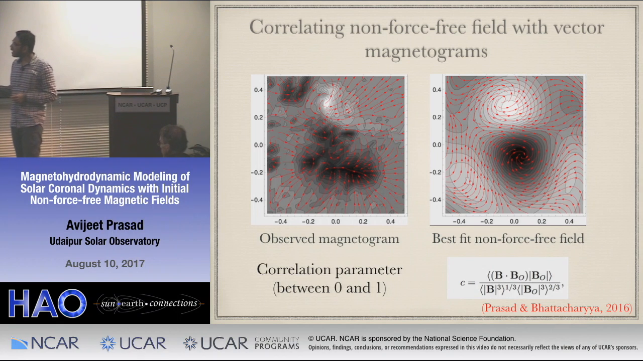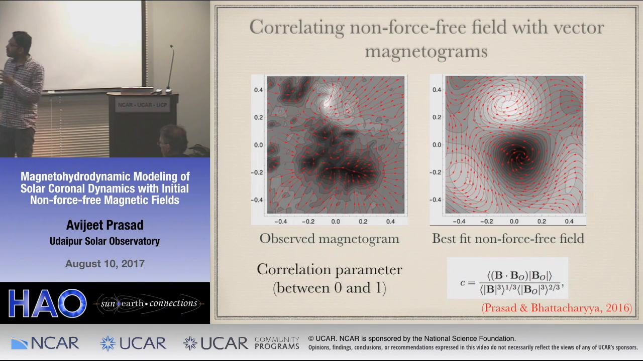What we have on the left is the actual observed magnetogram that we obtained from HMI. This shows an active region just prior to a flare, and this is the best fit magnetogram that we were able to obtain from the analytical non-force free solutions.